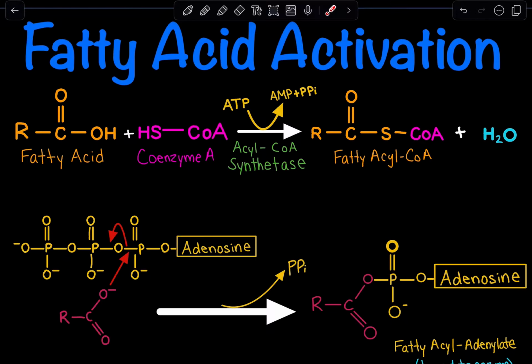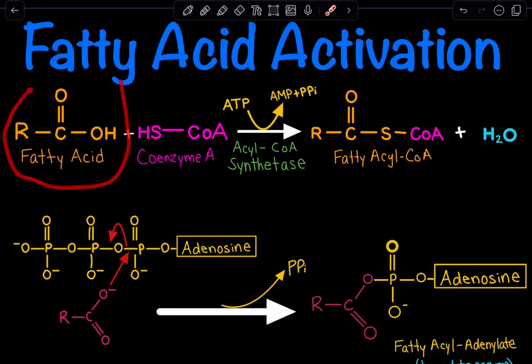So here we're going to go over fatty acid activation. Activating a fatty acid marks it down for beta oxidation, which occurs inside our mitochondrial matrix. But what is fatty acid activation? Essentially, it is taking a coenzyme A group and attaching it to our fatty acid.